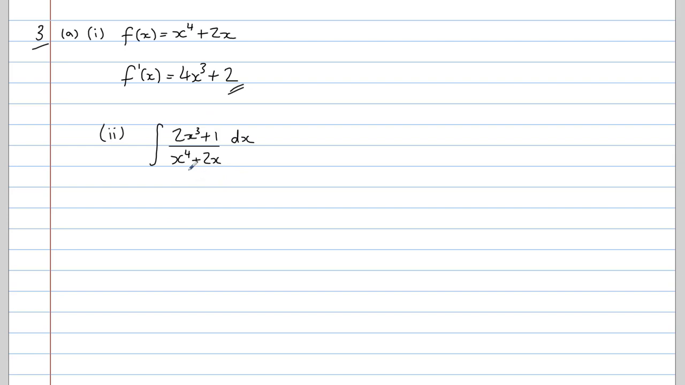What you need to notice is that if you differentiate the denominator, you get something that looks a bit like the numerator. What I mean by that is the powers of x are the same. So x to the 4 will become x cubed, and the x will just become a constant. But it doesn't work exactly, so what we need to do is modify the question so that we can have something where the denominator does differentiate to the numerator.